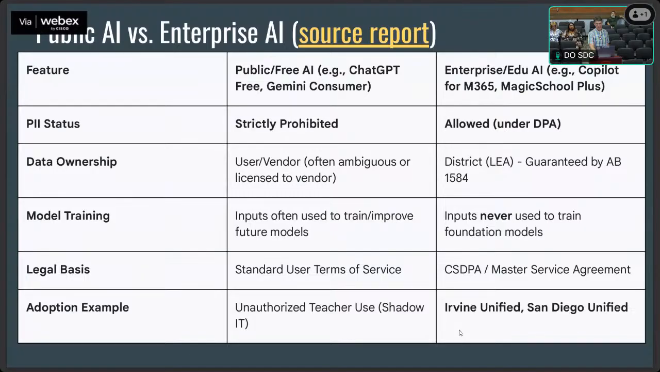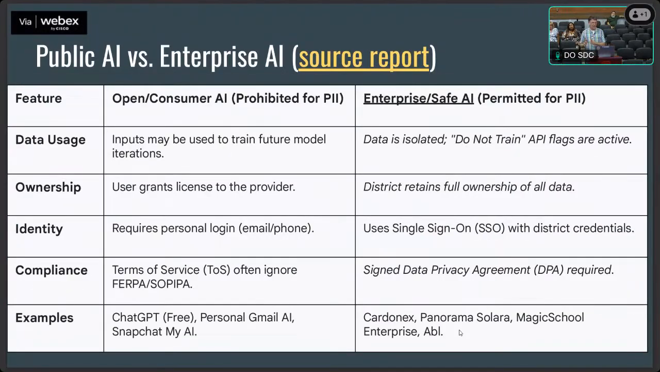Model training, inputs are never used to train models. It's CSDPA approved. Irvine is doing that. San Diego is doing that. And guess what? It's not only helping teachers in the classroom, it's helping them with their bus schedules, their master scheduling, their HVAC on and off systems. I mean, it could help so much if you said you can use AI with only enterprise AI, but not public AI. So I have several slides in here about that. I hope you check it out later on.